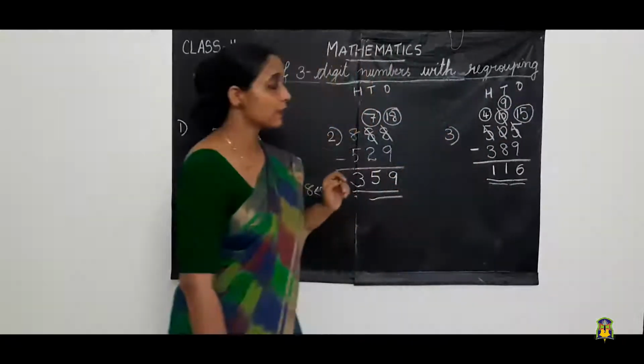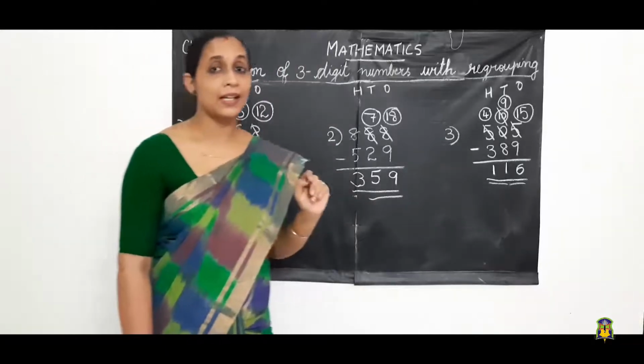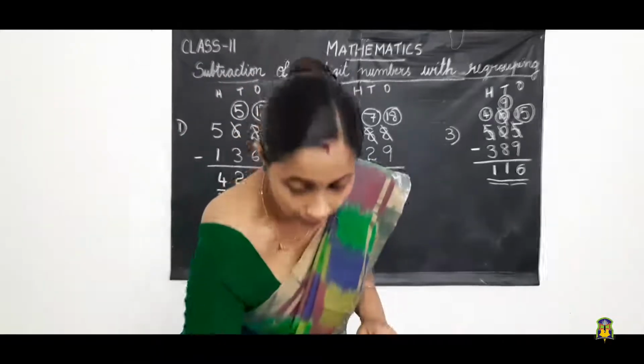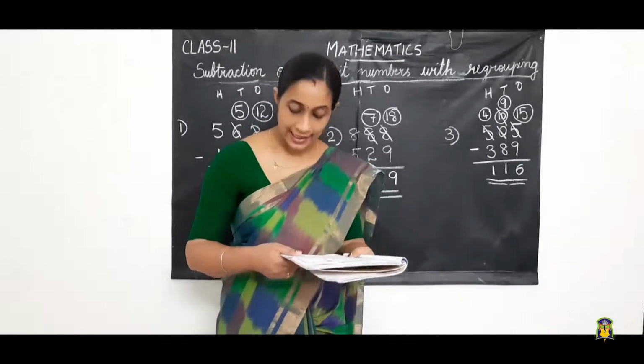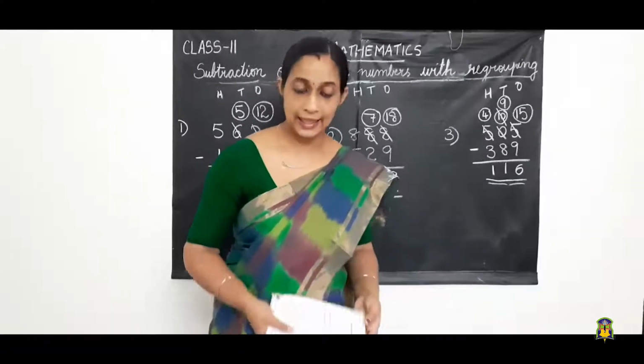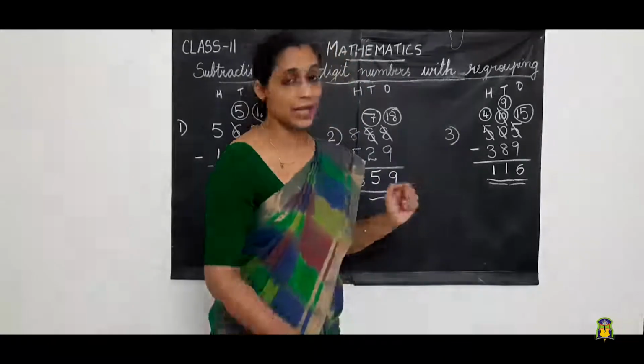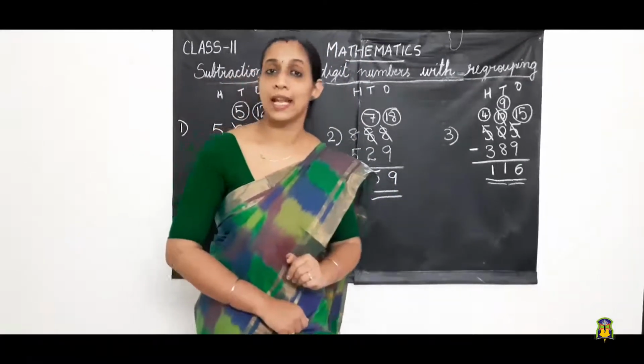Okay, so we have done 3 problems in regrouping. This is the textbook exercise, term 1B, exercise number 6, page number 39. Okay, rest of the exercise we will do in next class.